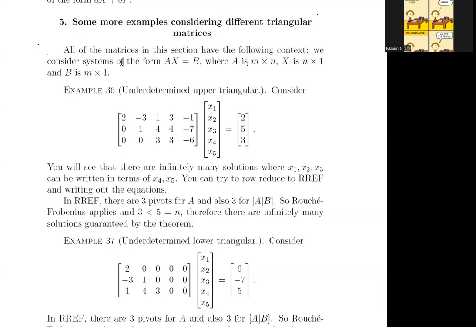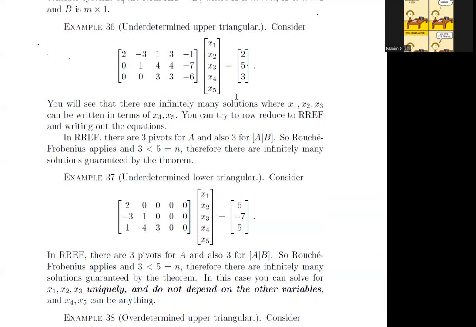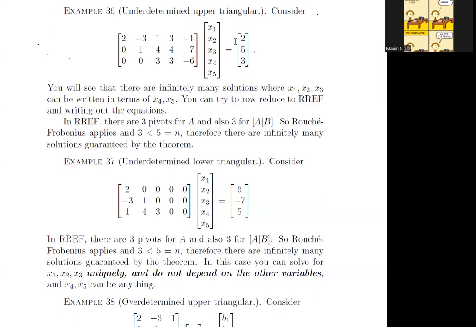And A is a triangular matrix. So example 36 is an underdetermined upper triangular matrix. It's underdetermined because there's fewer equations than unknowns. So 5 unknowns, but only 3 equations. So there's infinitely many solutions where x1, x2, x3 can be written in terms of x4 and x5.